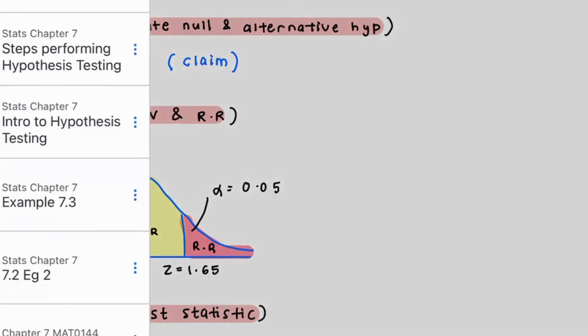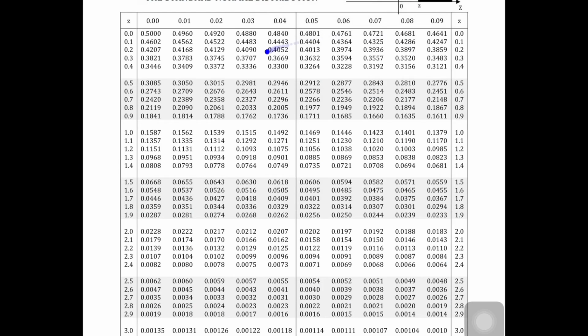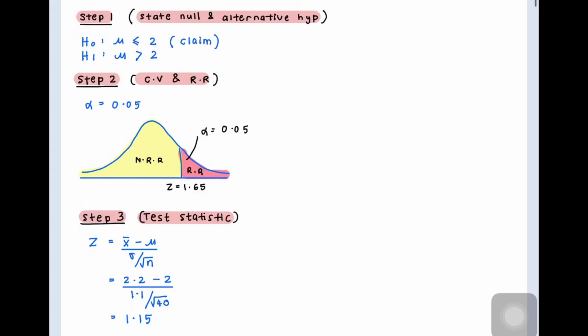So refer to the Z table. Find among the probability areas. 0.05 is somewhere between these two numbers. So you have it in the middle. When you have it in the middle, meaning that the difference towards your right side and towards your left side is equal, then you choose the higher Z value. So the higher Z value is 0.05 and 1.6. Then your Z is 1.65. This is your Z value from the Z table.